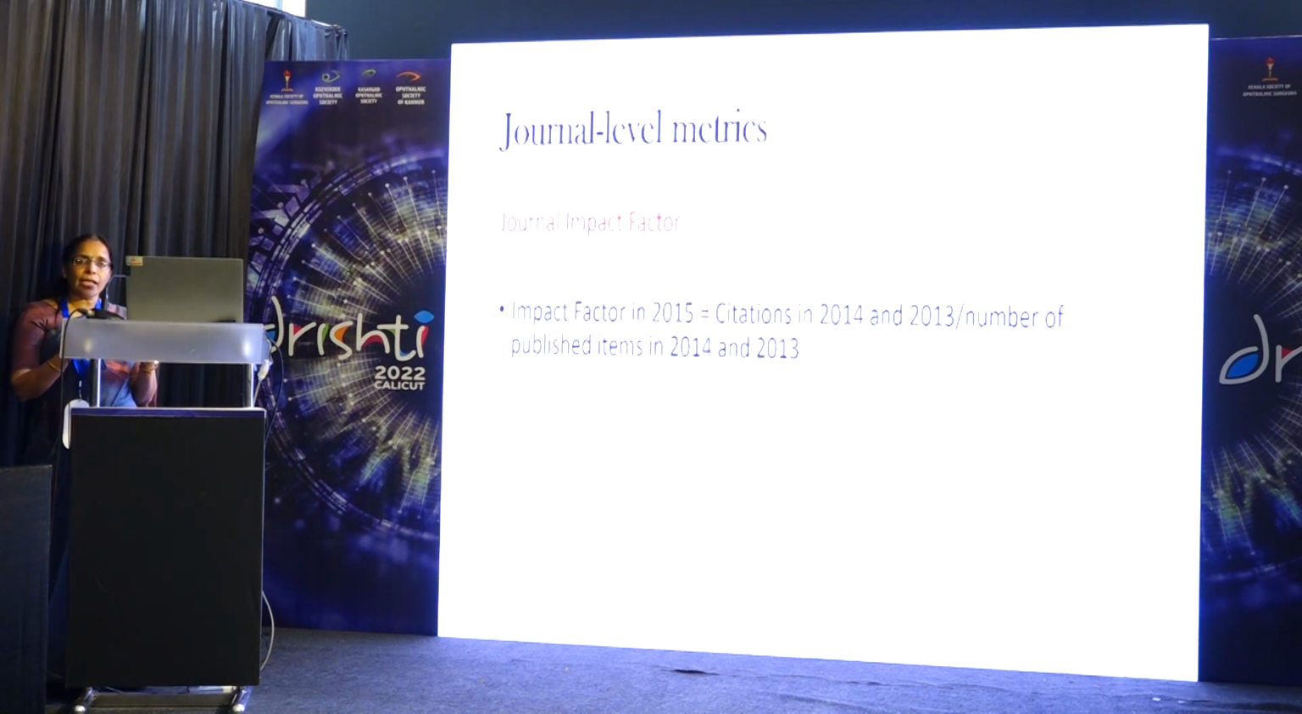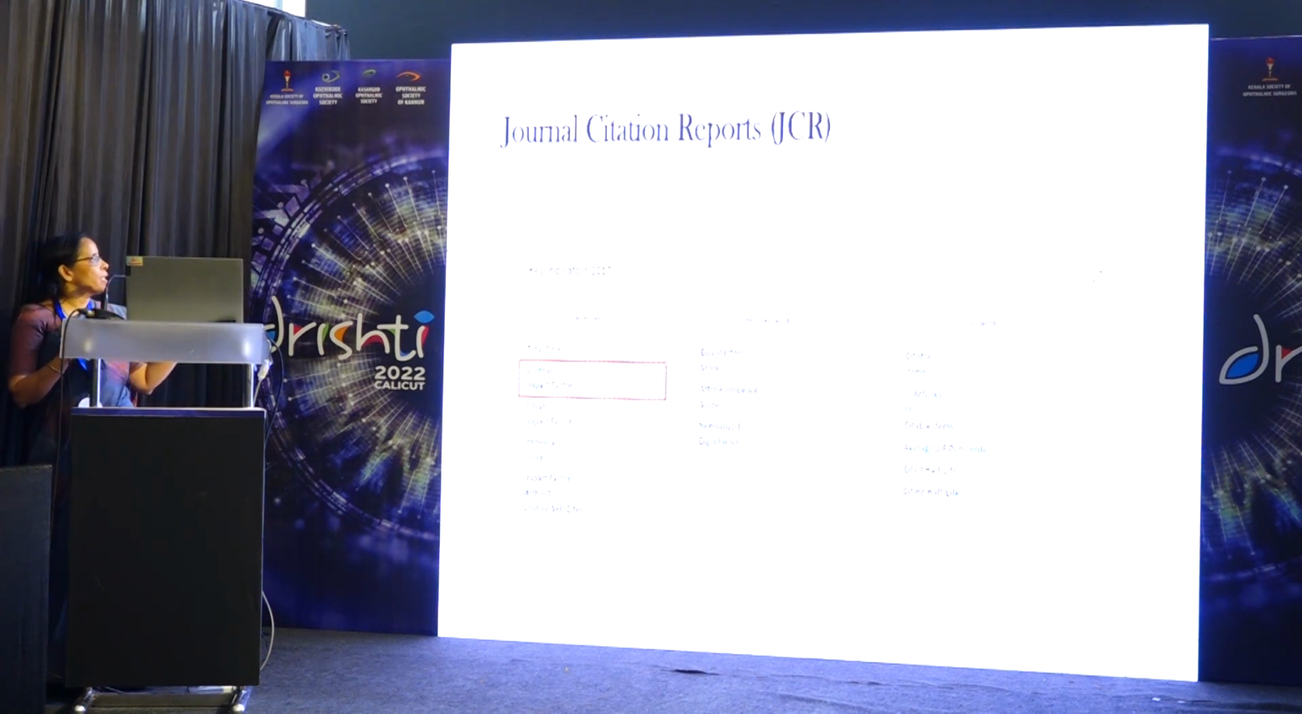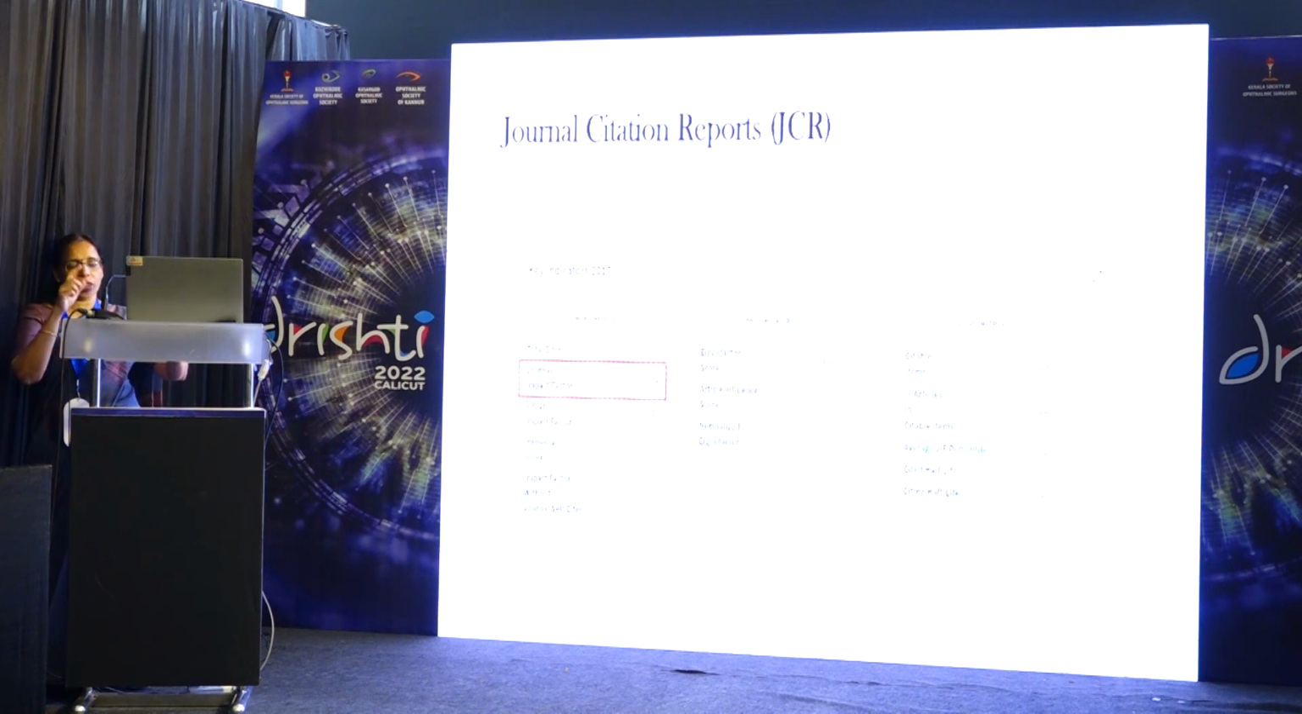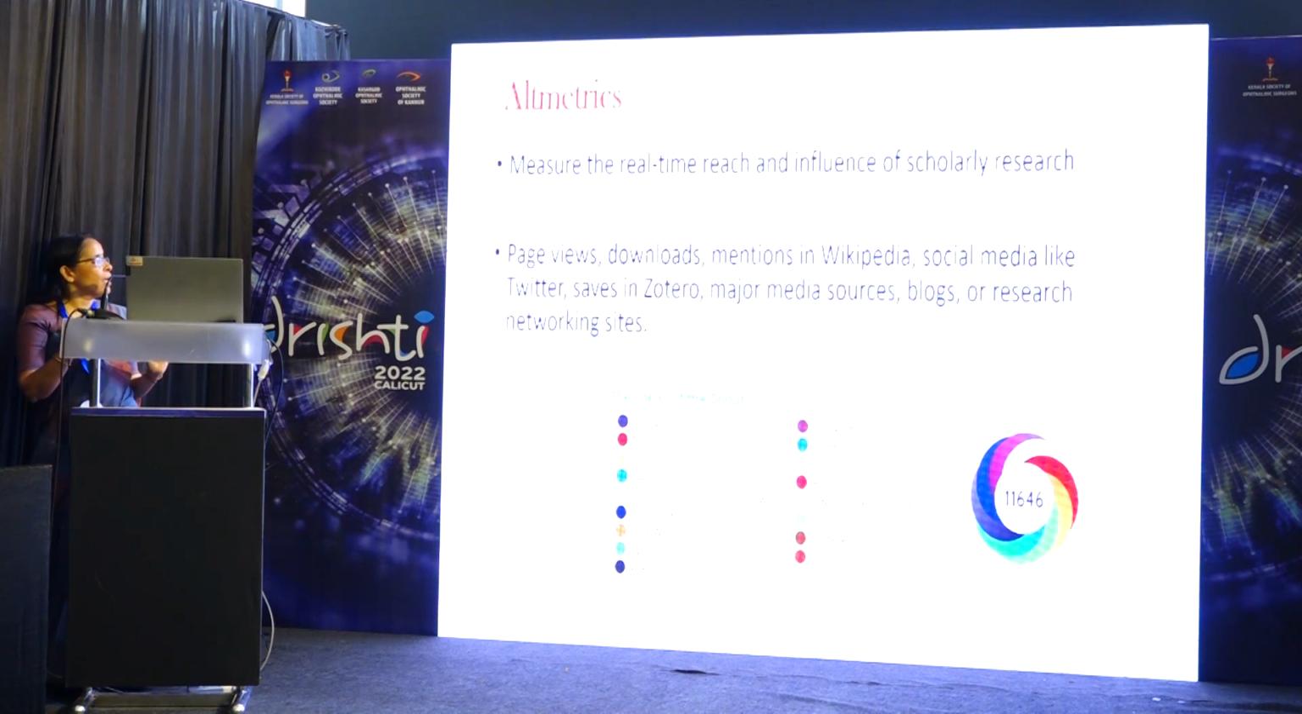So we come to the journal level, where you have something called a journal impact factor, which is calculated by the number of citations in 2 years received by the journal divided by the number of articles. It gives you a factor like 2.024, and you can grade journals based on the impact factor.